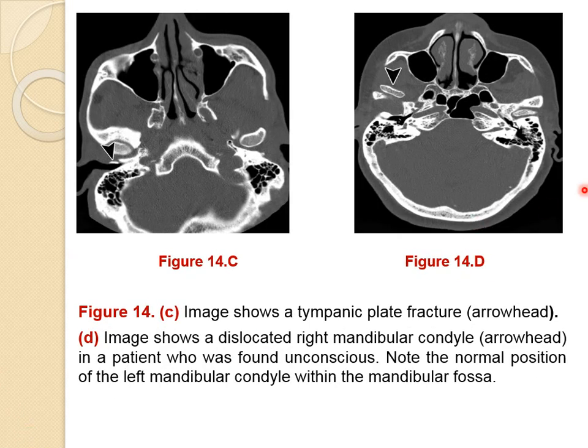Here is a tympanic plate fracture. The image shows a dislocated right TM joint, right mandibular condyle, in a patient who was found unconscious. In comparison, the left side is normal. See this mandibular condyle compared to this one. The right mandibular fossa is empty, the condyle completely dislocated anteriorly. That's so painful.